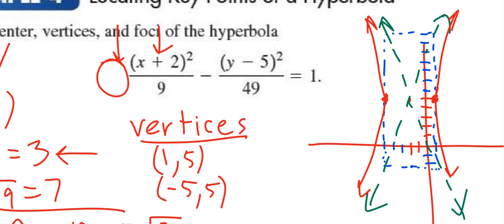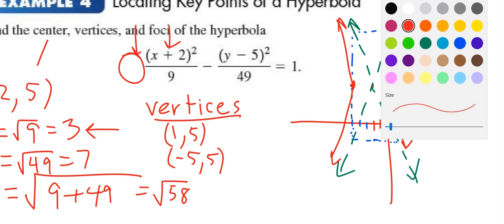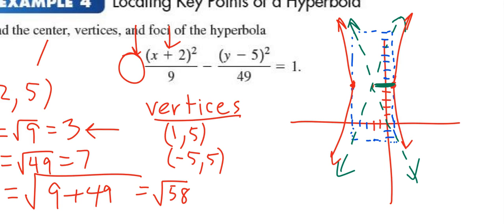We added the a value because we knew it opened left and right. So we just went 3 units left, 3 units right from the center. If this was opening up and down, we would have gone 7 units up and 7 units down. The vertex touches the edge of the box. So it's really important that we know whether it's opening up and down or left and right.